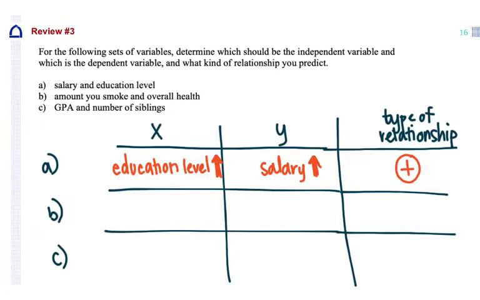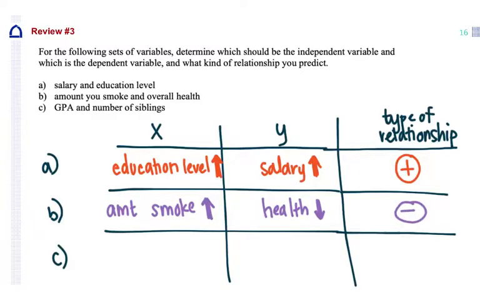Okay, amount you smoke and overall health. I think the amount you smoke comes first, and that will have an effect on your health. Okay, and here's a case where if you smoke more, I think your health will be worse. That's pretty much been proven already in science, so I hope none of you smoke. But in this case, you have one variable going up and the other going down. That's what we call a negative relationship. So remember, for a positive relationship, the dots are going to be going up. And for a negative relationship, it will look like a scatter plot where the dots are going down.